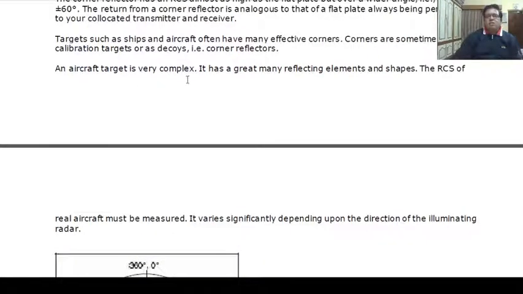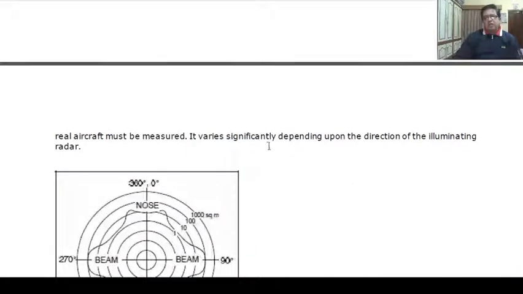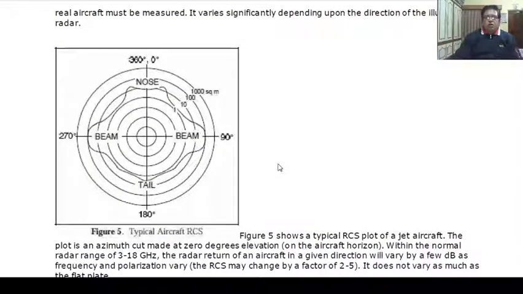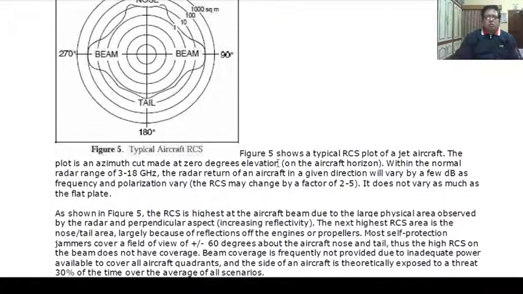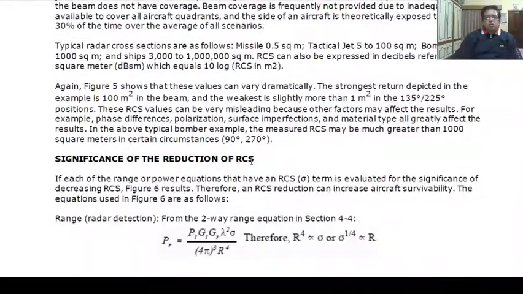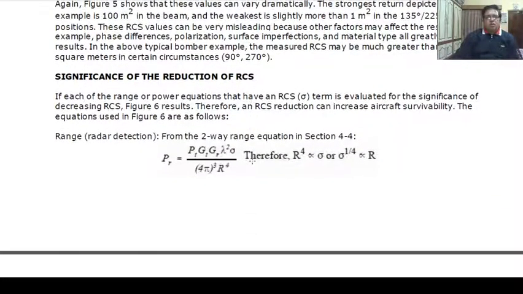An aircraft target is very complex. It has a great many reflecting elements and shapes. The RCS of a real aircraft must be measured. It varies significantly depending upon the direction of the illuminating radar also. So you just go through this article. Also, you can easily understand the significance of reduced radar cross section.